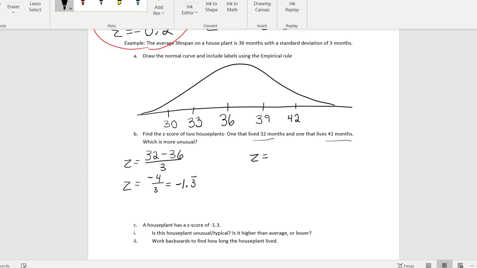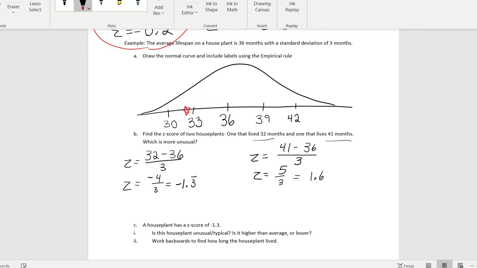For the second houseplant, which is going to be 41, is going to be 41 minus 36 divided by 3. Now this should be a positive z-score because 41 is bigger than the average. So let's see, 41 minus 36, that's going to be 5 over 3, which is going to give us a z-score of positive 1.6.